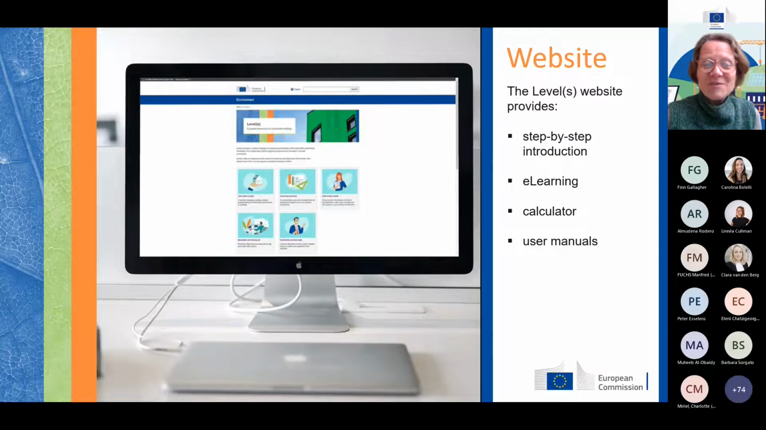Having given you a very brief overview of what Levels is, I also want to introduce you to the Levels website, where there is really a lot of nice information, I believe. First of all, we have a step-by-step introduction to anyone who just wants to get an understanding of the flavor of Levels. We have links, of course, to the e-learning and the calculator and user manuals, which you will be presented with by other speakers today. But the links to all of those can be found on the Levels website. Next slide, please.